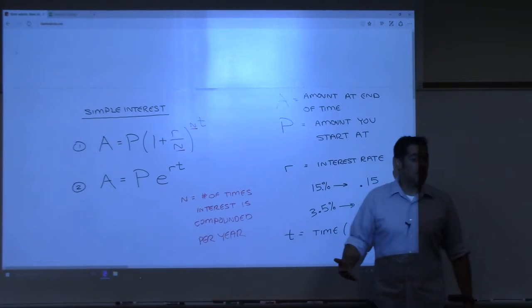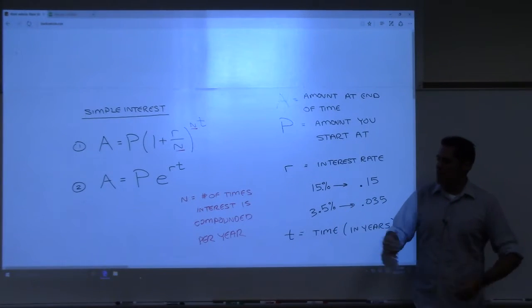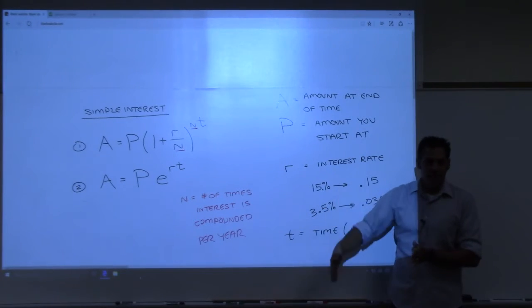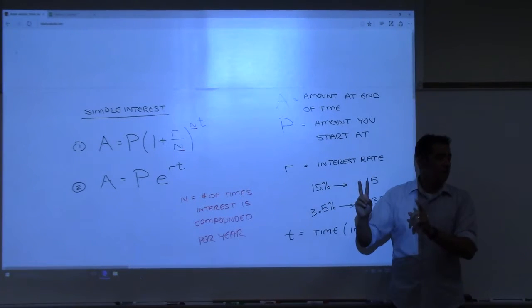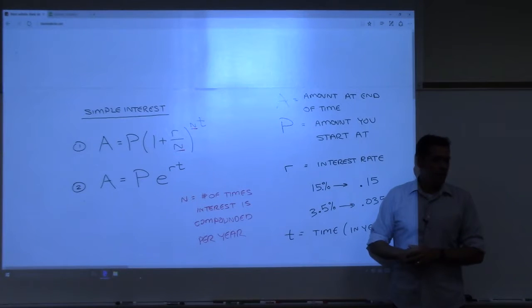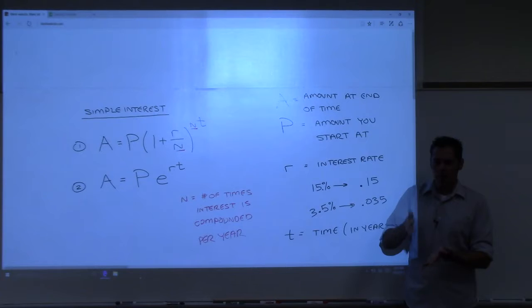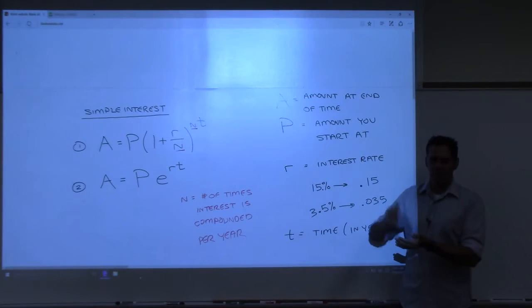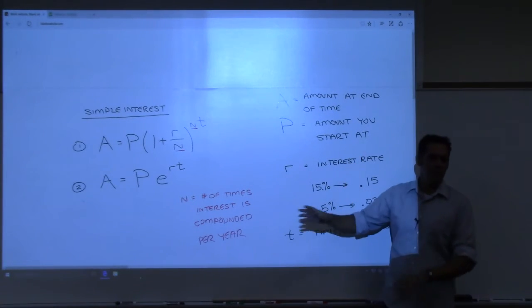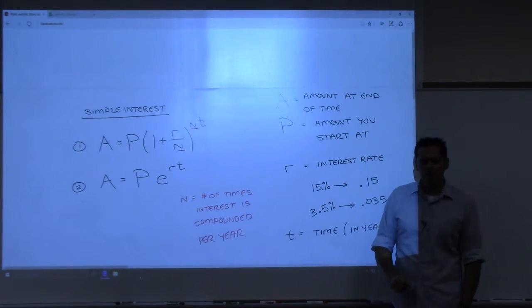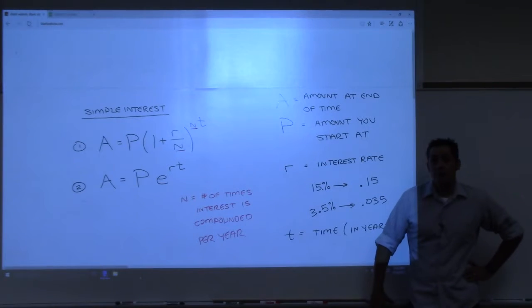The bank could also do it this way. They could do it, let's say, after the first 6 months, they calculate interest, and then after another 6 months, they calculate it again. So they do it twice a year. That would be n is 2. They could do it monthly. Every month, at the end of the month, they calculate the interest. Then what would n be? 12, right?